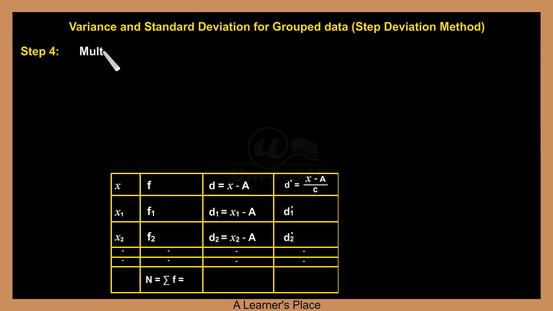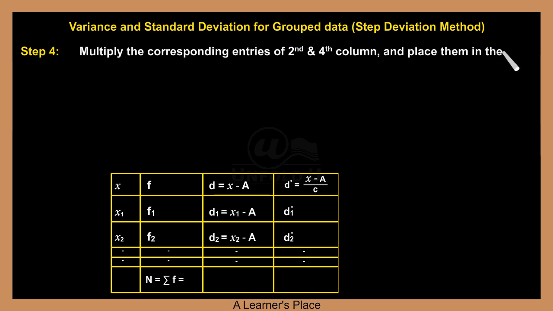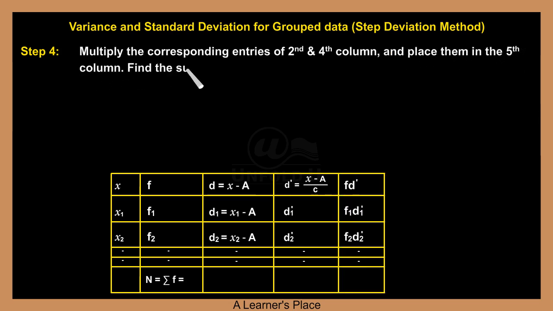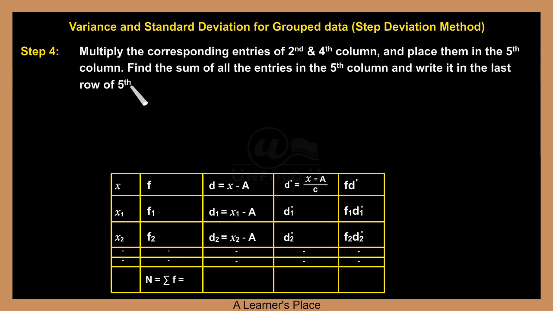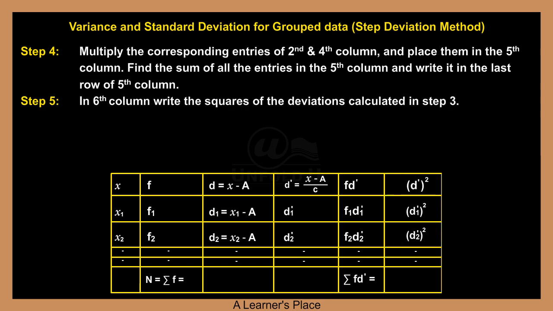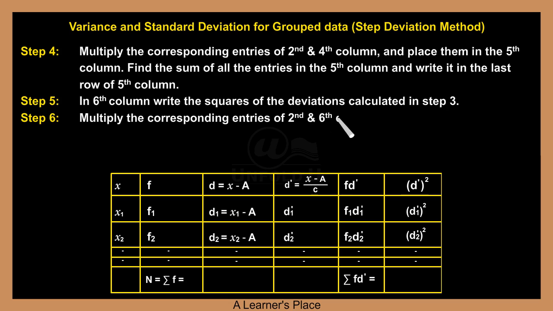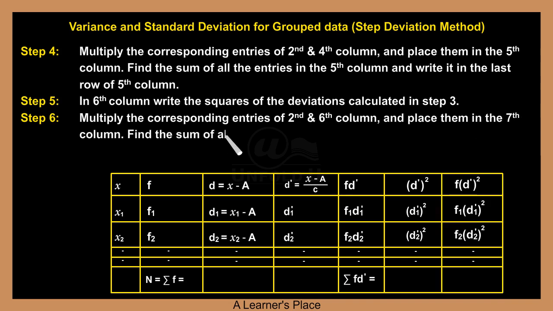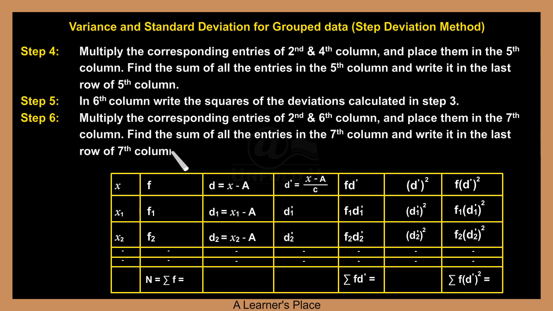Step 4. Multiply the corresponding entries of the second and fourth column and place them in the fifth column. Find the sum of all the entries in the fifth column and write it in the last row of the fifth column. Step 5. In the sixth column, write the squares of the deviations calculated in step 3. Step 6. Multiply the corresponding entries of the second and sixth column and place them in the seventh column. Find the sum of all the entries in the seventh column and write it in the last row of the seventh column.